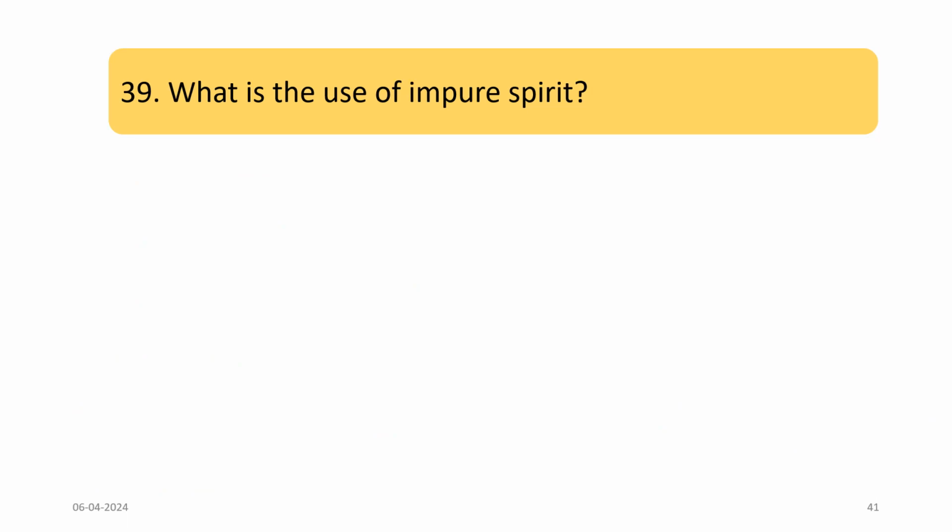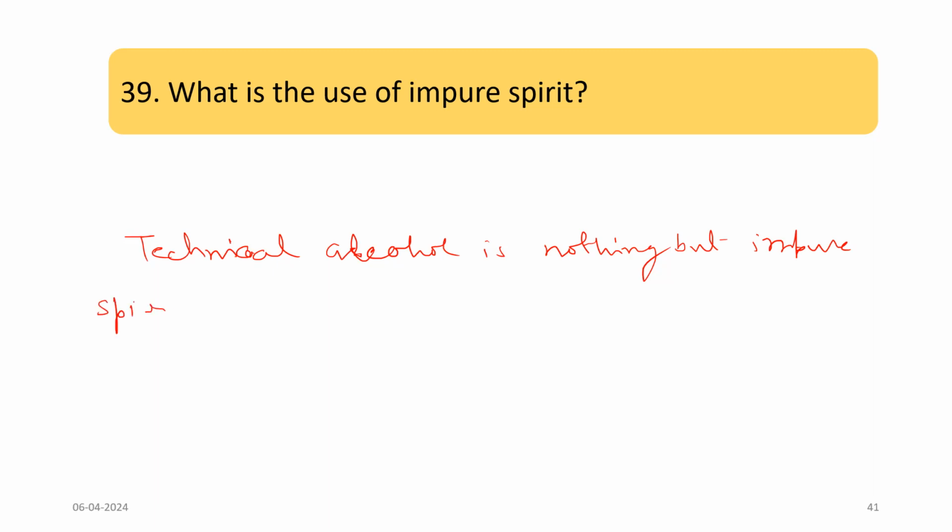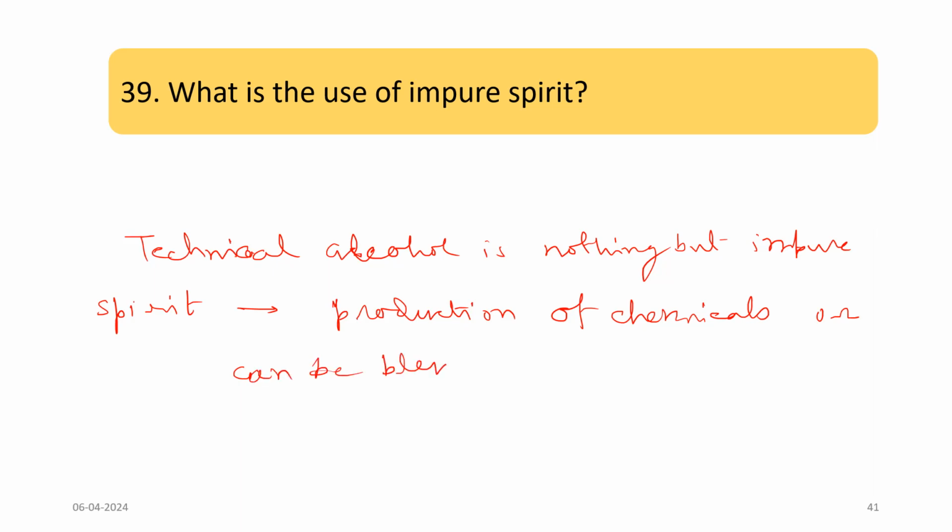Next, what is the use of impure spirit? We have just seen that technical alcohol is nothing but impure spirit, and it is sold in the market for production of chemicals or can be blended with fuel ethanol.